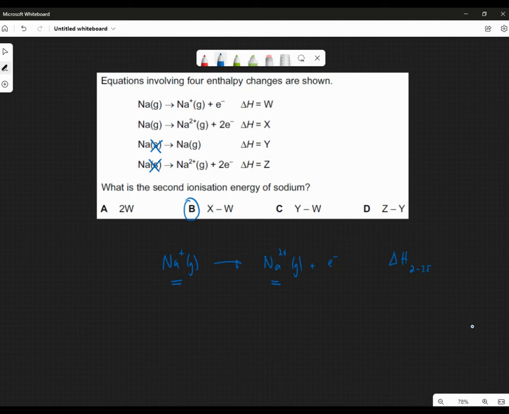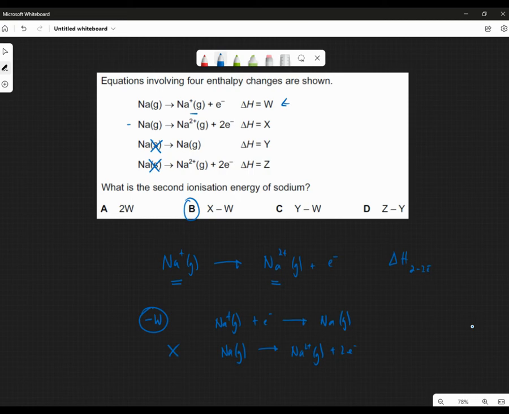So what am I going to do then? I need sodium gas on the left, so I've got to reverse W, and let's have a look at what minus W will look like. It will look like Na+ gas plus an electron gives me Na gas. This is minus W. Let's have a look at this one. This is going to be Na gas. I'm not going to reverse X at all. Na gas gives me Na2+ gas plus 2 electrons.